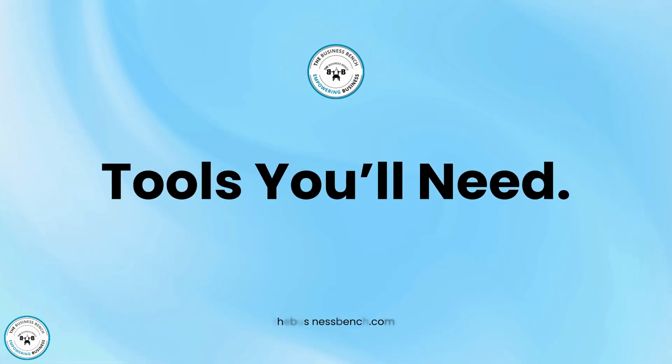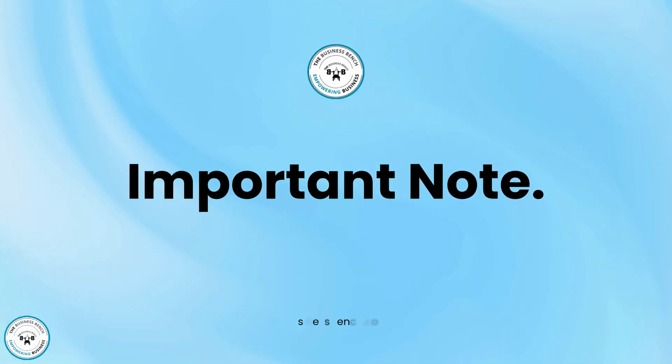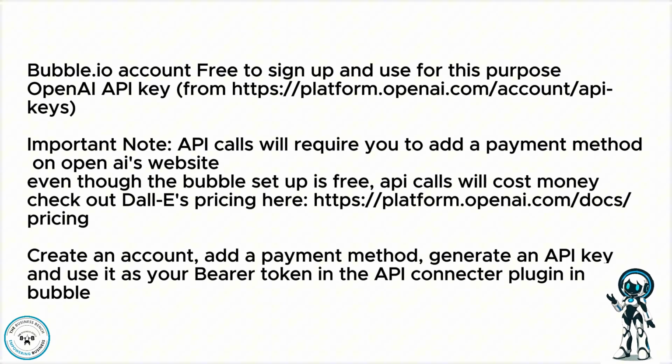Tools you'll need: Bubble.io account, free to sign up and use for this purpose. OpenAI API key, from platform.openai.com/account/API-keys. Important note: API calls will require you to add a payment method on OpenAI's website. Even though the Bubble setup is free, API calls will cost money.